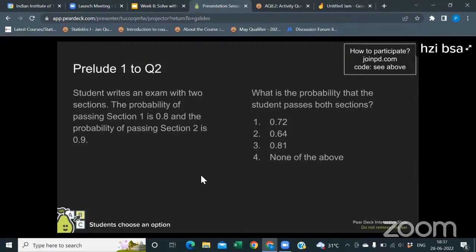But there are three more conditions. Events should be mutually independent. Mutually independent means pairwise independence. That means the probability of A intersection B should be equal to probability of A into probability of B. Probability of B and C should be equal to probability of B into probability of C. Probability of A intersection C should be equal to probability of A into probability of C, as well as probability of A intersection B intersection C equal to probability of A into probability of B into probability of C. Sir, all four conditions should be satisfied.